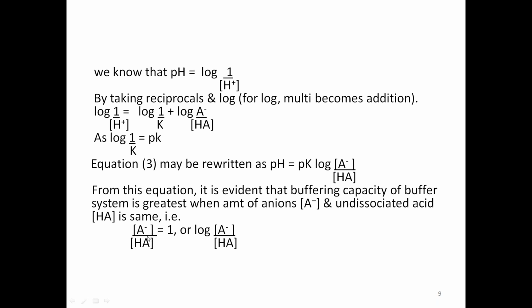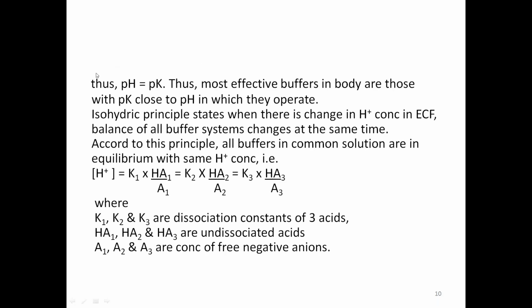So from this equation, you can see that the buffering capacity of the buffer system is greatest when the amount of anions and undissociated acid is the same, right? Equal to 1 for A upon HA. So when that happens, then you get pH equal to pK. So what this basically means is that the most effective buffers in the body are those in which the pK value is close to the pH in which they operate.